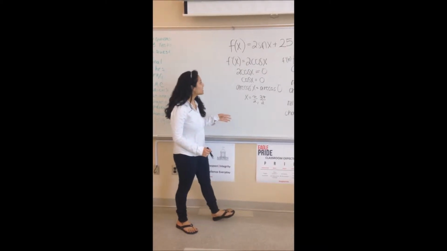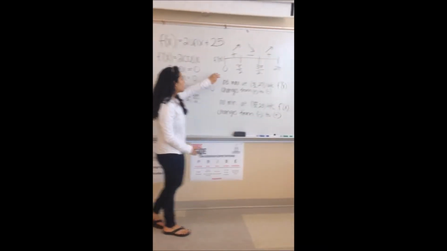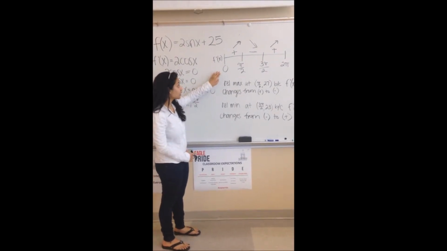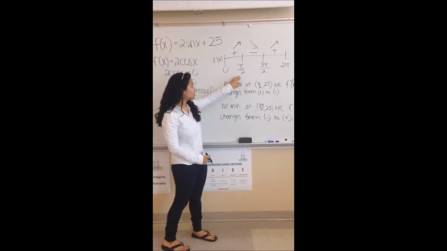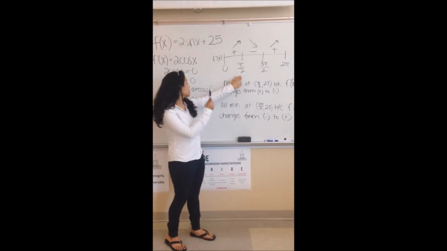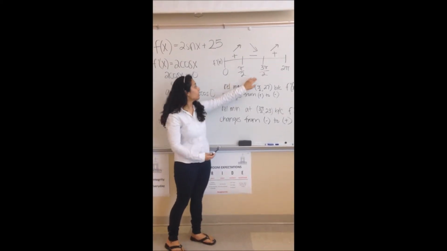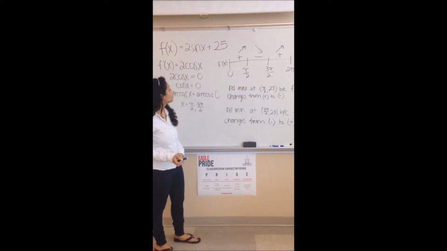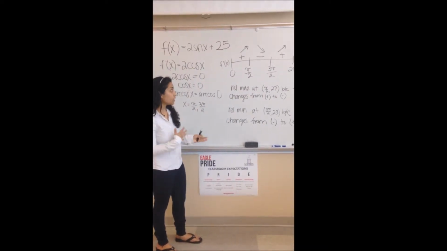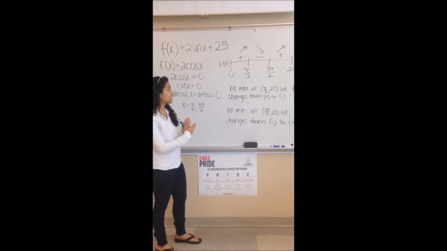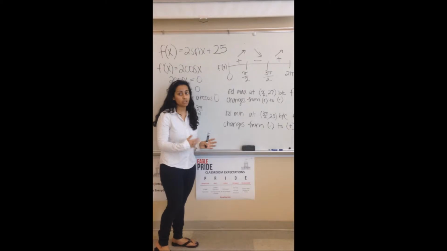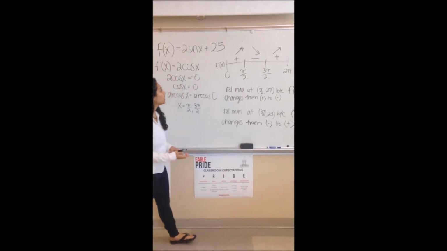Secondly, you must test these on your f prime of x sign line. Here you're going to put your endpoints and your critical values that you just found. So pi over 2 and 3 pi over 2 are going to go here and here. Next, you want to find out what's going on between each of these intervals: 0 to pi over 2, pi over 2 to 3 pi over 2, and 3 pi over 2 to 2 pi.